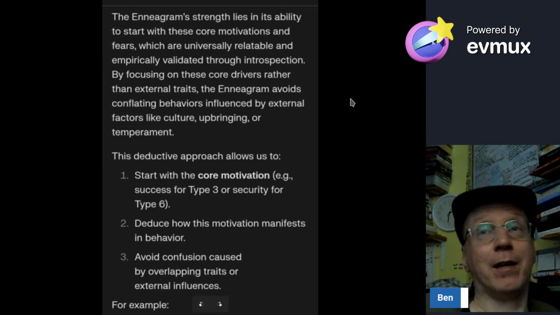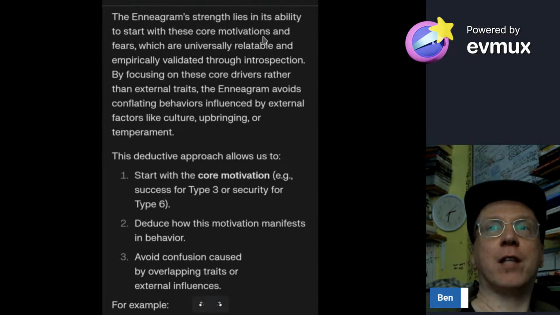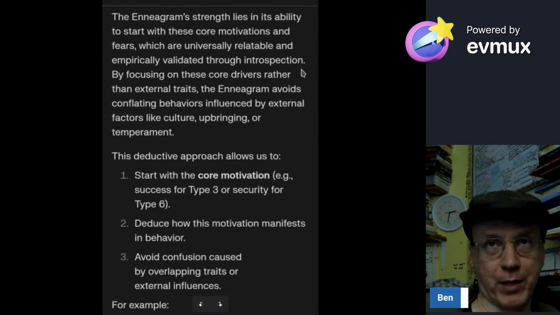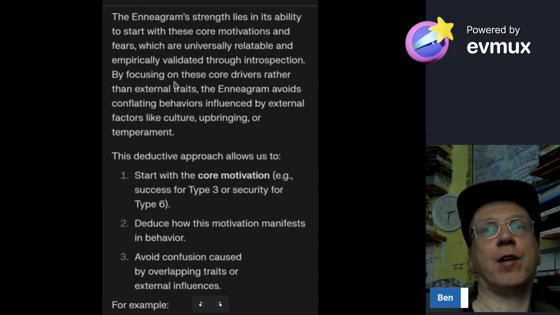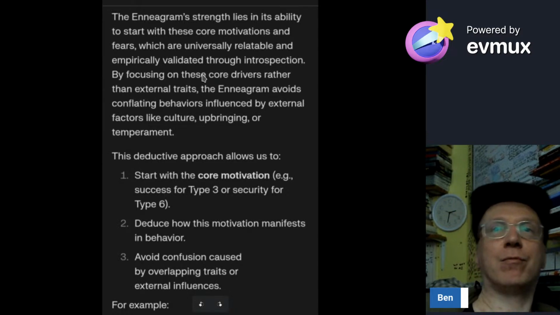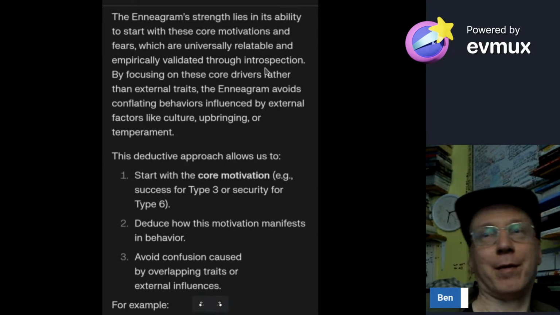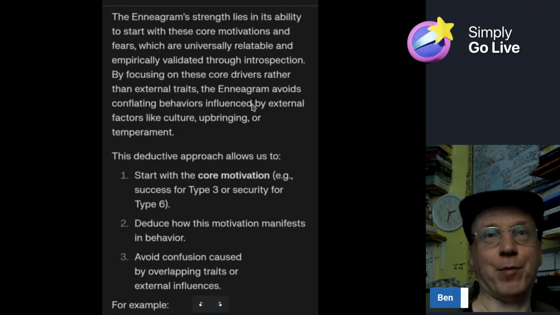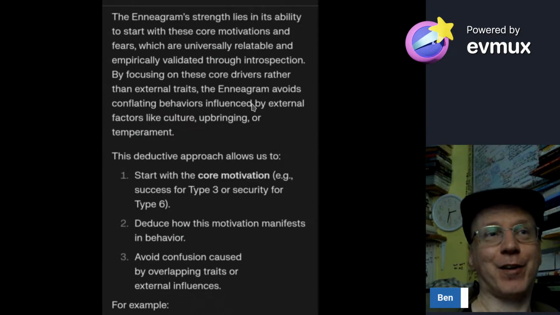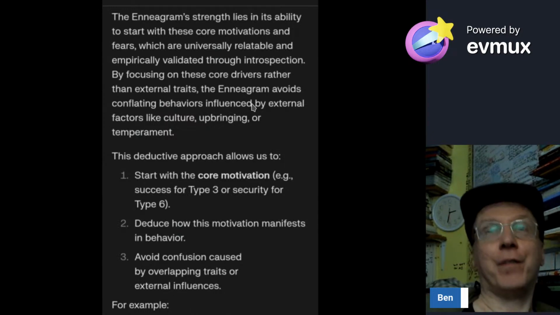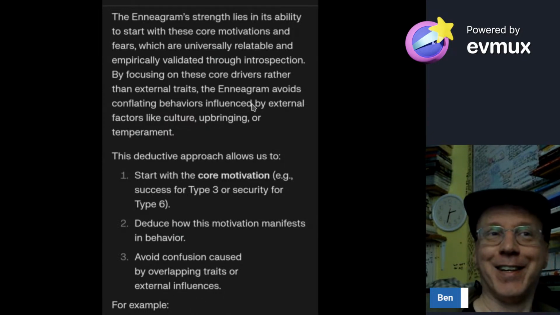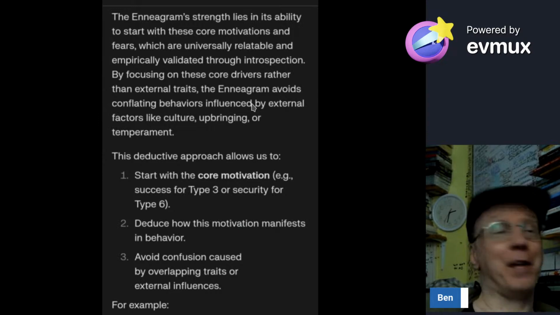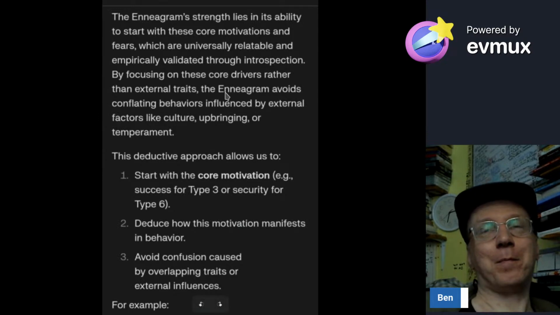Because you want symmetricality? The Enneagram's strength lies in its ability to start with these core motivations and fears, which are universally relatable and empirically validated through introspection. By focusing on these core, sort of empirically, but I mean, it's there for the individual person. If you ask people, put them on an insincerity detector, because that's what it really is. Because if you ask someone who's deluded, that needle won't budge. All right.